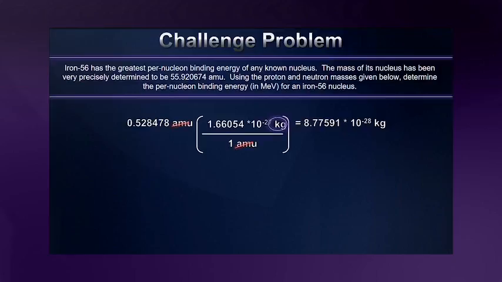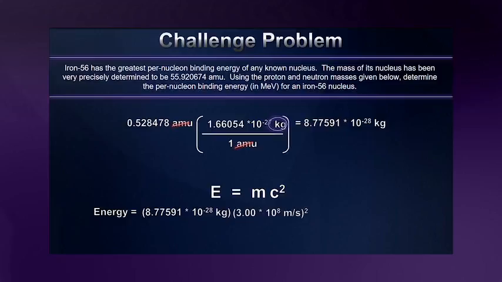Now I'm ready to convert this number into energy. And I'm going to do that using the famous energy-mass relationship, E equals mc squared. In this case, the energy is equal to, again, the change in mass we previously calculated, 8.77591 times 10 to the minus 28th kilograms, times the speed of light squared in meters per second. And this leads to an answer in units of kilograms meters squared per second squared, which is also equal to joules. So the amount of energy, or nuclear binding energy, in this particular nucleus is 7.898319 times 10 to the minus 11th joules.